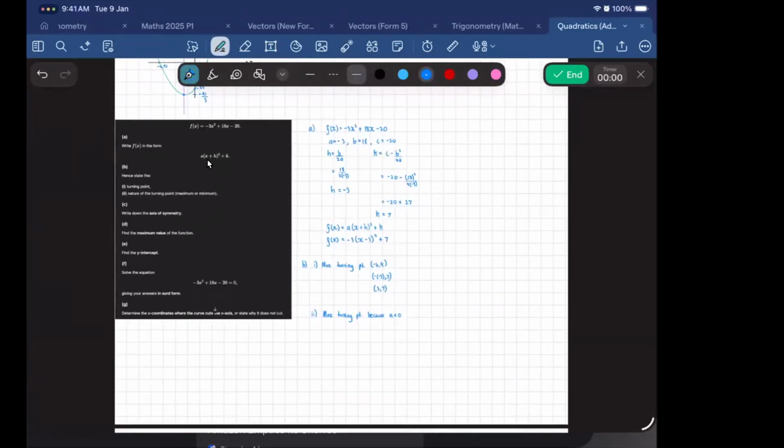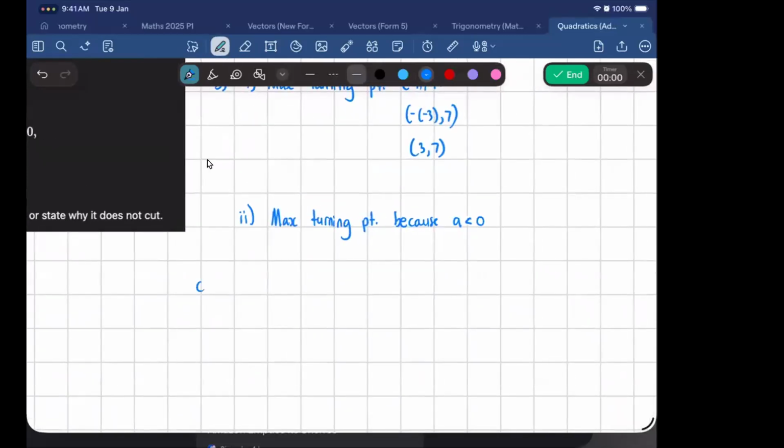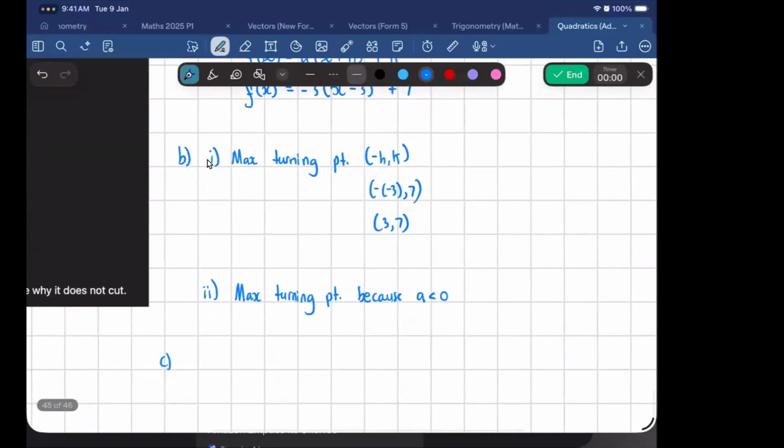Part C, write down the axis of symmetry. What would the axis of symmetry be? Axis of symmetry is an equation. So that would be X is equal to 2.